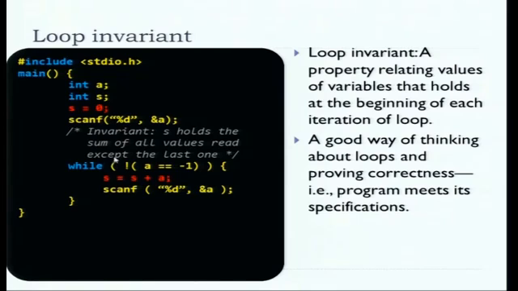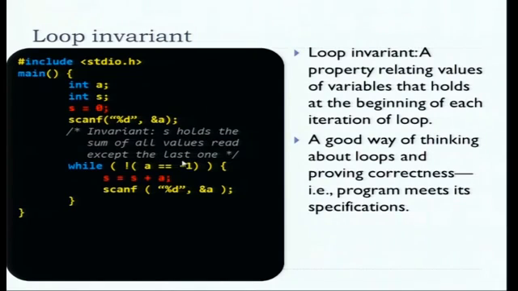Okay. What is the property that s holds with respect to the loop? So we can see that s holds the sum of all values read so far except the last value. Okay. Is that true the first time that we enter the loop? Yes, because s was initialized to 0 and you had actually read a number. Okay. So it is true that s holds the sum of all values except the first one.